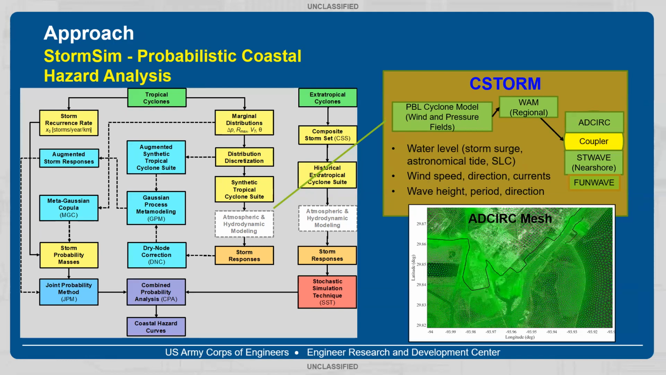And then Chris Massey modeled the storms in CSTORM, which is ERDC's coupled hydrodynamic modeling system, which has ADCIRC coupled with STWAVE as the heart of the system. The resulting wave and water level hazards were processed in Storm Sim to compute the wave and water level probability distributions. The ADCIRC mesh is shown there in the lower right, and it was very fine, down to an element size of about 13 meters.